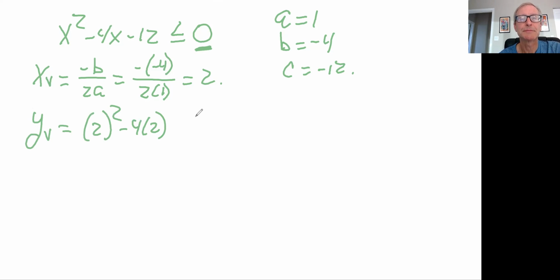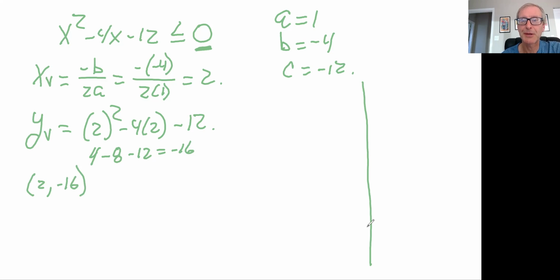Minus 12. Sorry about that. Okay, so what would that be? So that would be 4 minus 8 minus 12, and that looks like that would be -16. So what is our vertex? X equals 2, y equals -16. So that's our key point, right? So this would be 2, and then -16 would be way down here.